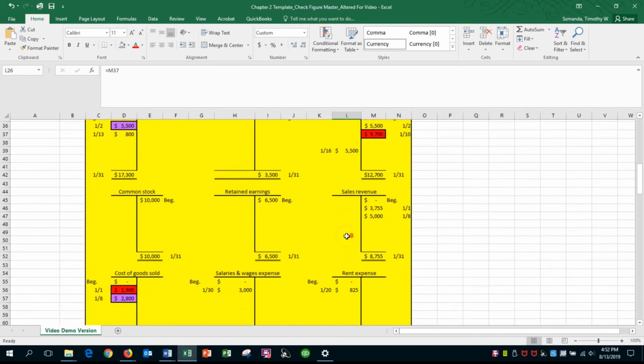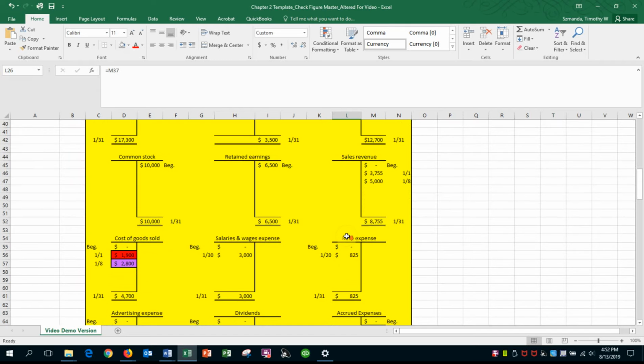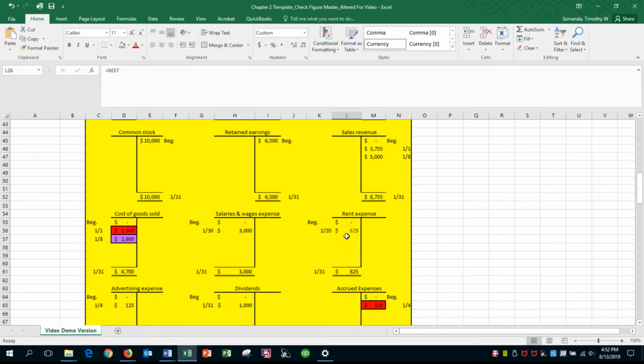And then one more transaction at the very end, January 31st. The company paid a cash dividend of $1,000 to shareholders.